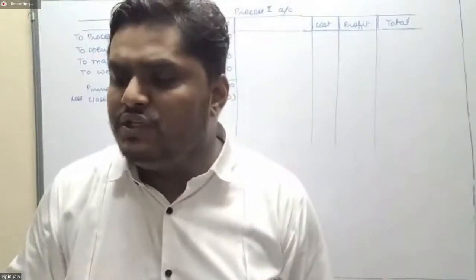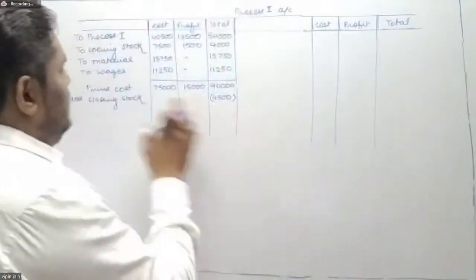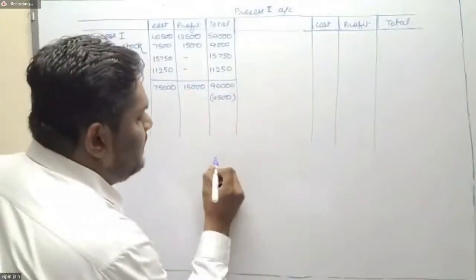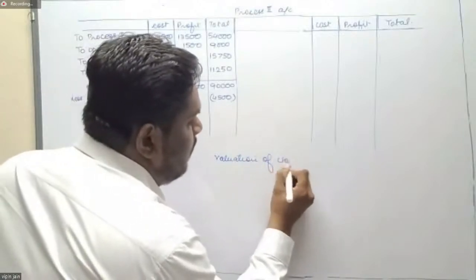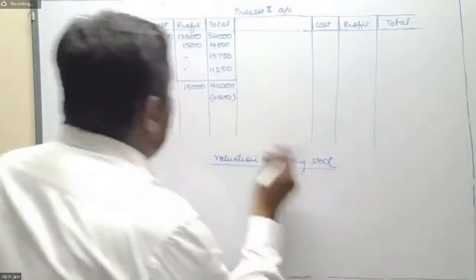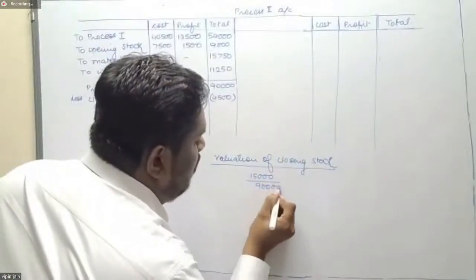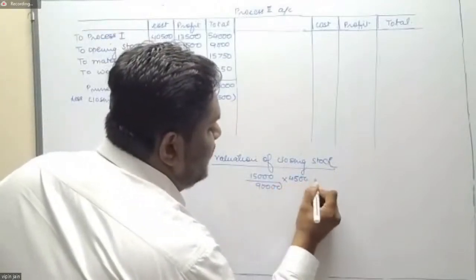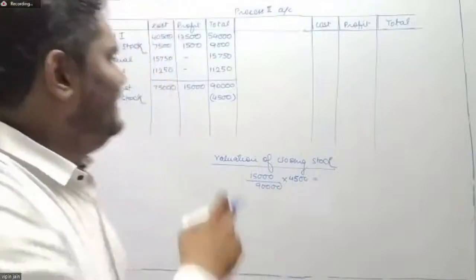Now, how to calculate the profit element involved in closing stock? So guys, it is given in the question that stock in process is valued at prime cost. So this is the prime cost. So total 15,000 is the profit on 90,000. How much profit will be there on 4,500? We have to calculate the proportionate profit. I repeat again, 15,000 is the overall profit on 90,000 total.